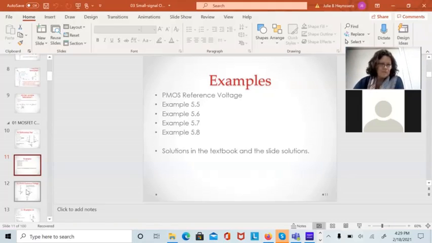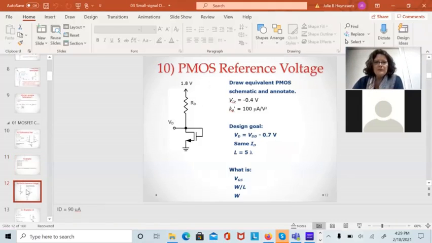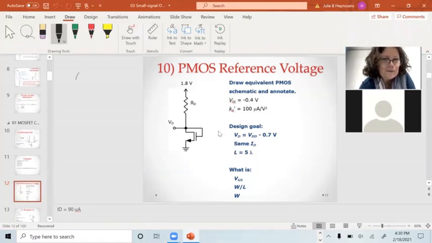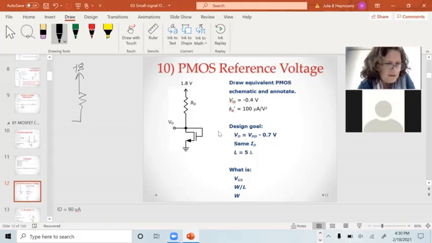So this is the NMOS version of a reference. We want to be able to draw the PMOS version of it. The easiest way to do this, and this is what we did, it meant all of our drivers were negative voltages too. We make this negative 1.8 volts, and we draw the same circuit, but we just draw the transistor upside down.